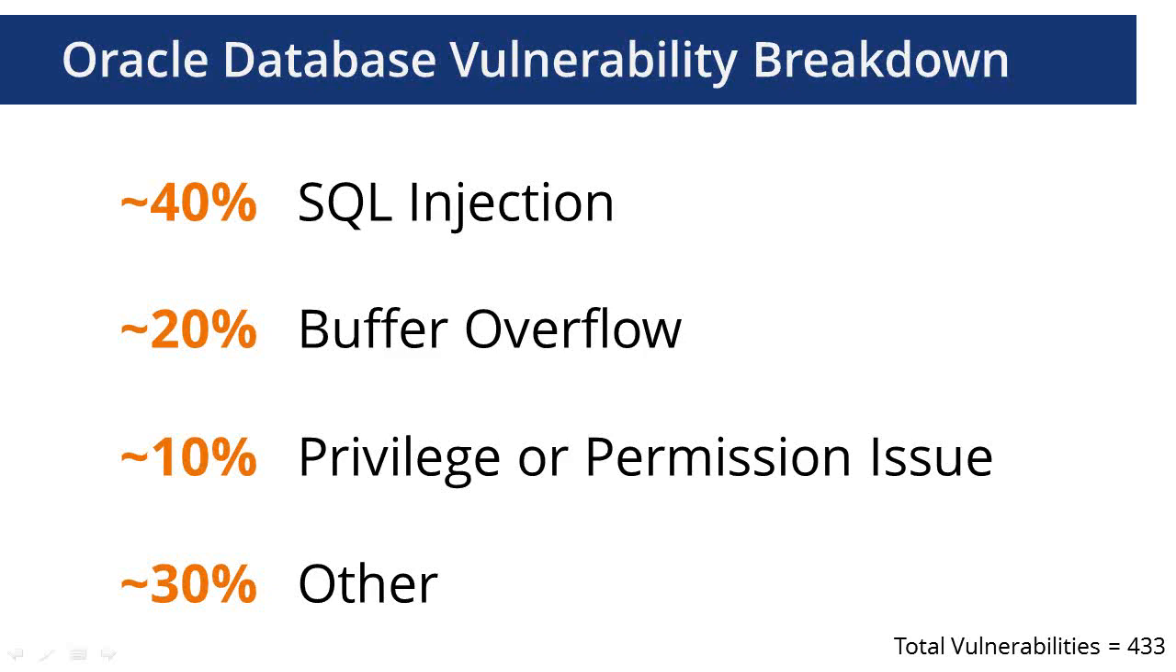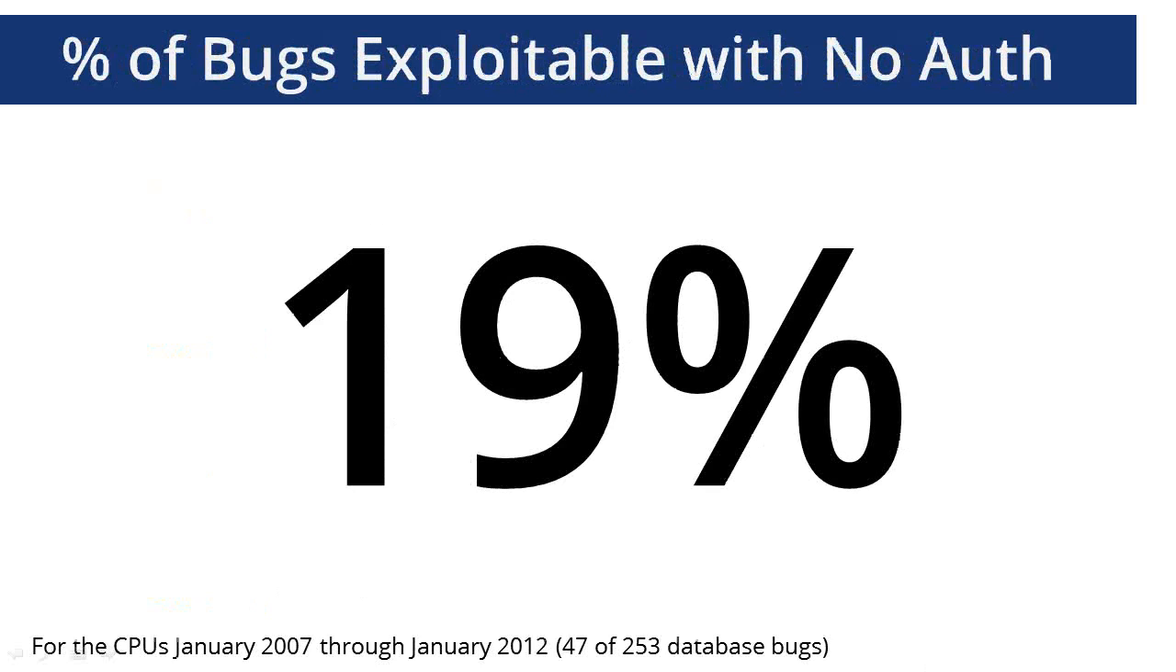So now we break down some more vulnerabilities. What I've done here is gone through and taken away a number of years, the first years of the CPUs that were not as common now. So we took the data from January 2007 through January 2012. So now we're talking about 253 database bugs.